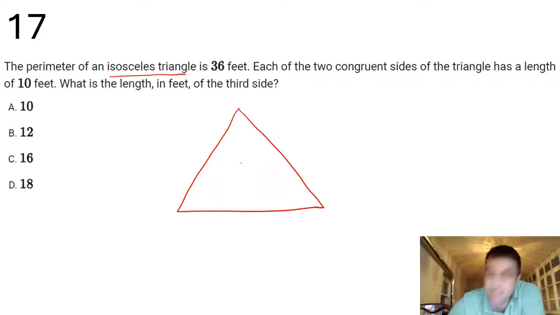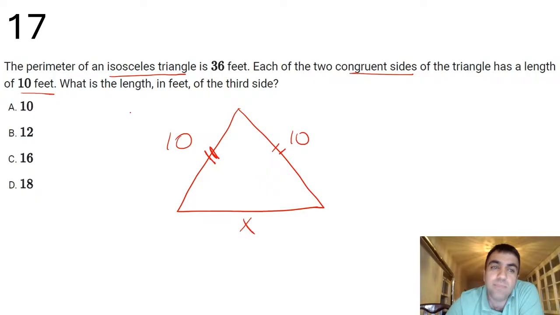Fear says it is C. An isosceles triangle has two congruent sides, right? It is an isosceles triangle. These sides are 10 feet, it is given. And let's say the third side is x.